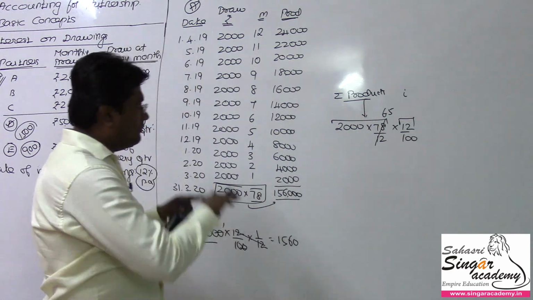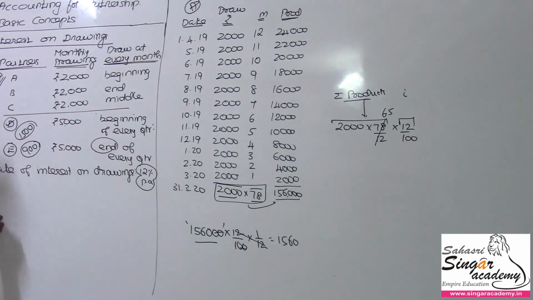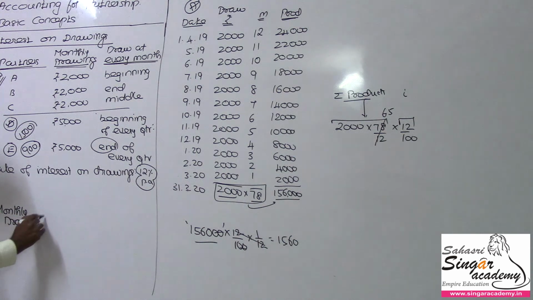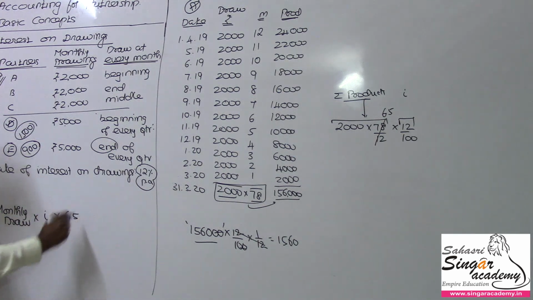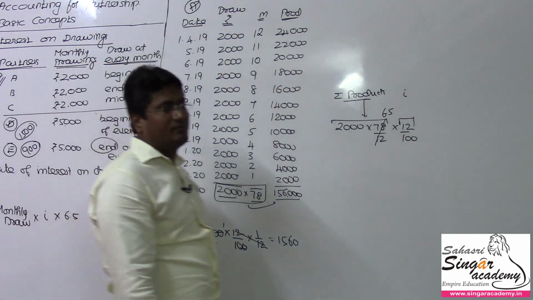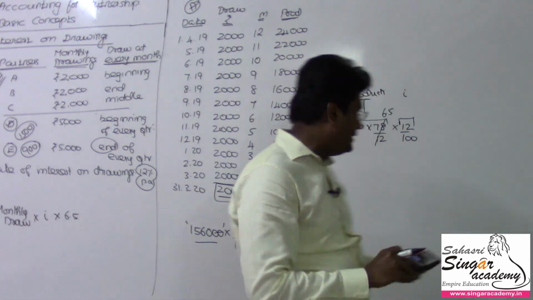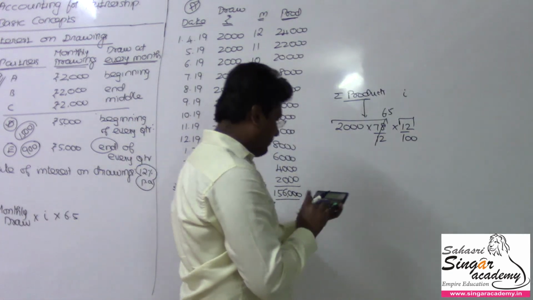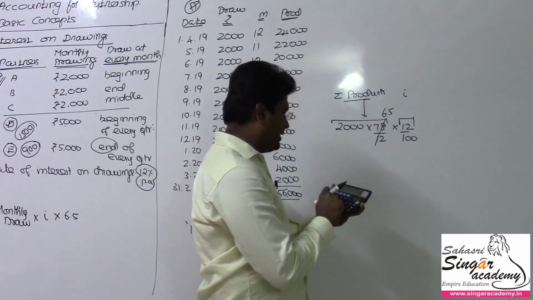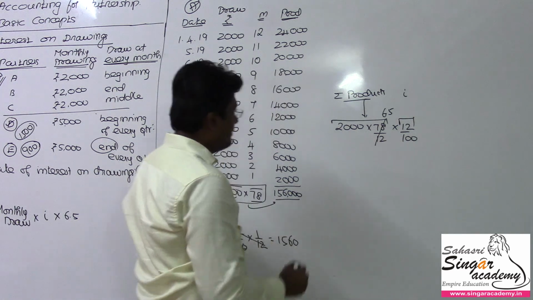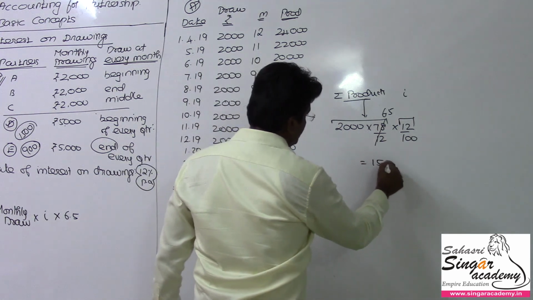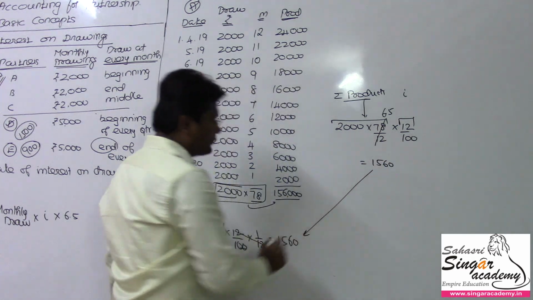It means now the formula is simplified. Monthly drawings multiplied with the rate of interest multiplied with the standard number 6.5. We have calculated the 6.5; you can keep that 6.5 in your mind easily. So here, 2000 into 6.5 into 12%. You get the same answer, 1,560. I hope you could understand.